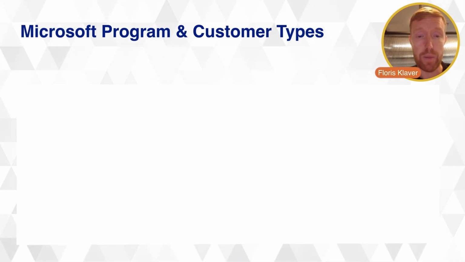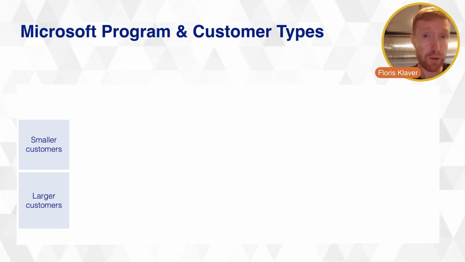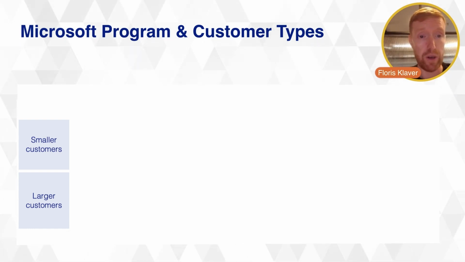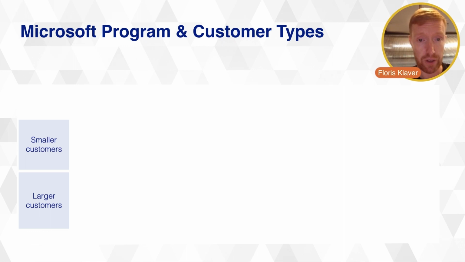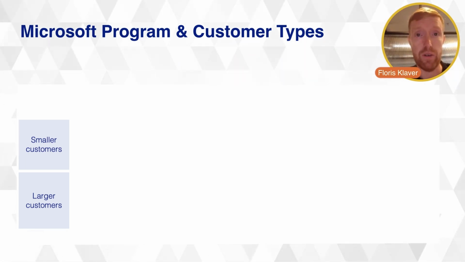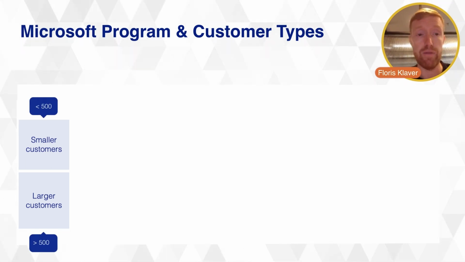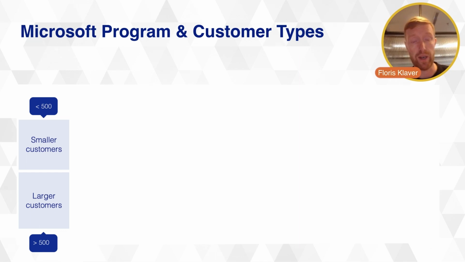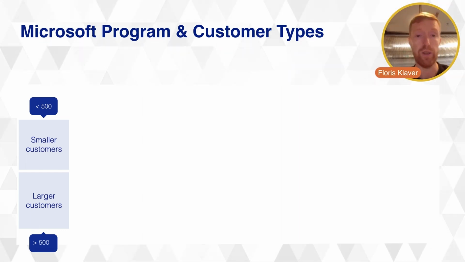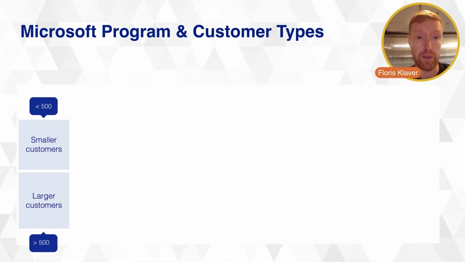So right off the bat, you see on the left-hand side, smaller customers and larger customers. So there's models for the smaller organizations and larger organizations. And basically that threshold at the moment is about 500 employees. So if you have 500 users or 500 devices that you want to license for your organization, those licensing models that you see on the bottom half of the screen are typically best suited for you.